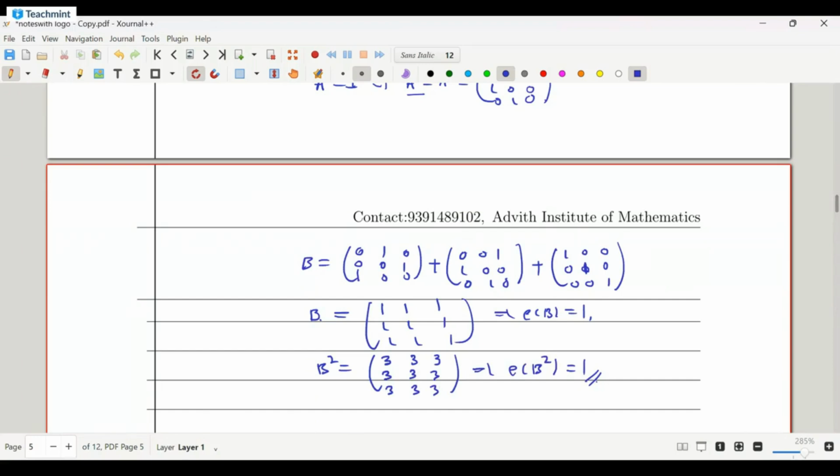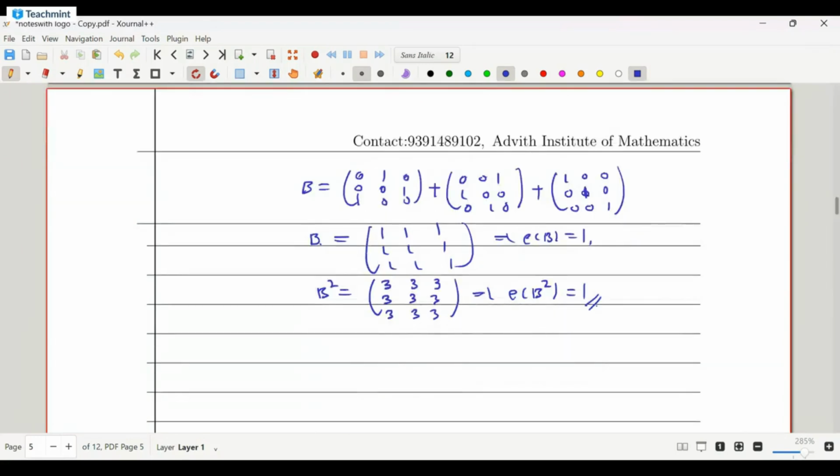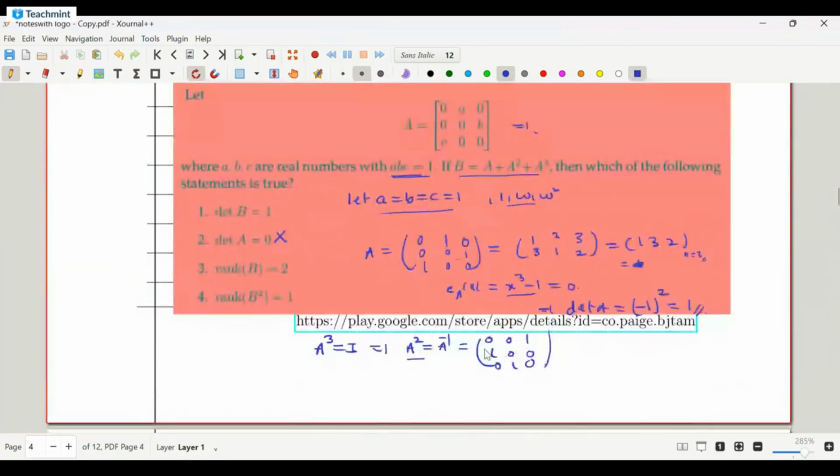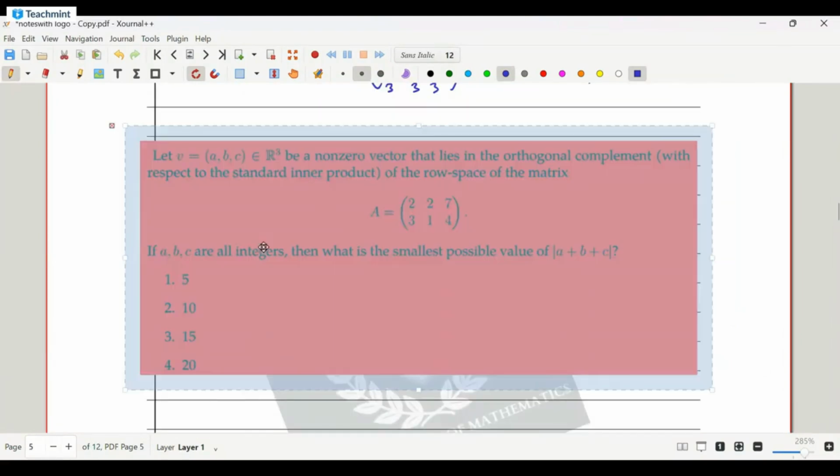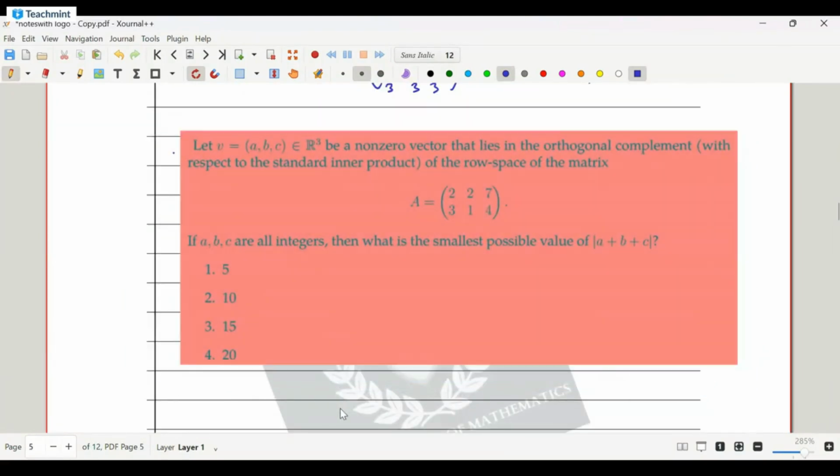Right? What is the determinant, sir? Det of B is equal to enta? 0, sir. Det of B is equal to 0, sir. So therefore det of B is equal to 0. But it is not true. Rank of B is equal to 1, not true. So rank of B square equal to 1, this one is true, sir. What about this?